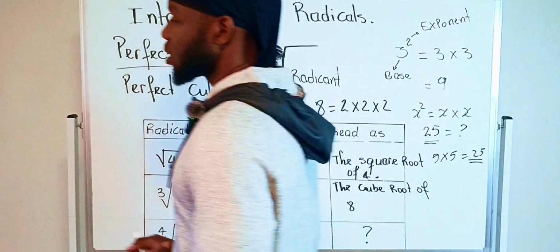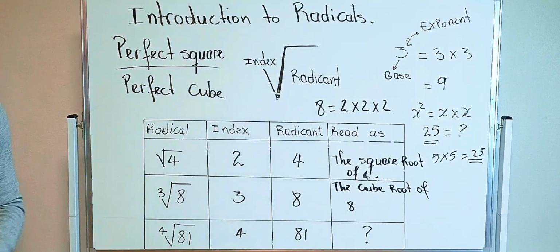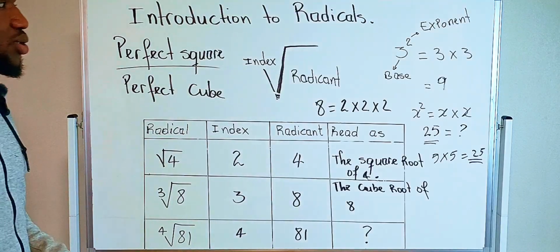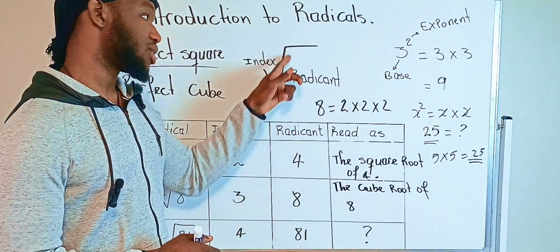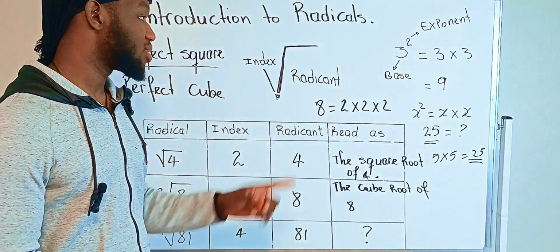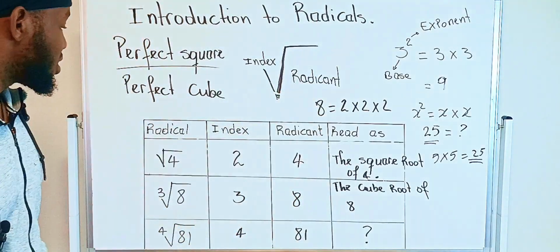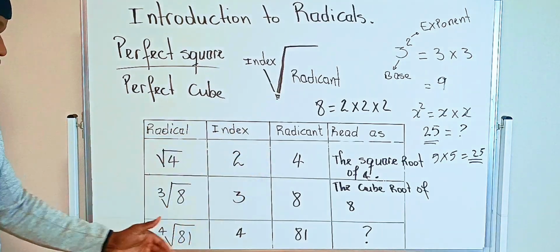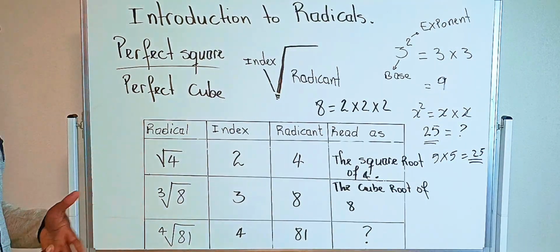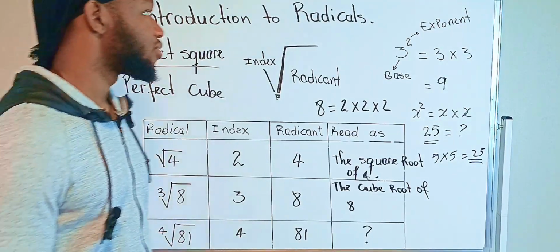So guys, we just started the journey with radicals. We got a lot to see in radicals, but I want you guys to know the basics. You know the symbol, you can identify it, you know where the index is, you know where the radicand is, you can read them easily, and you know the difference between a perfect square and a perfect cube.